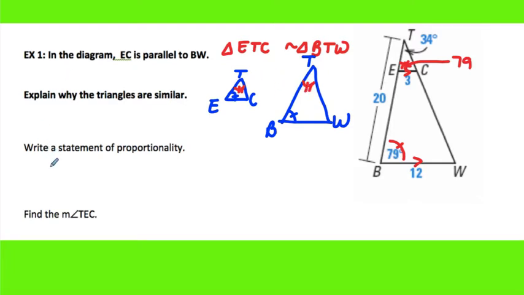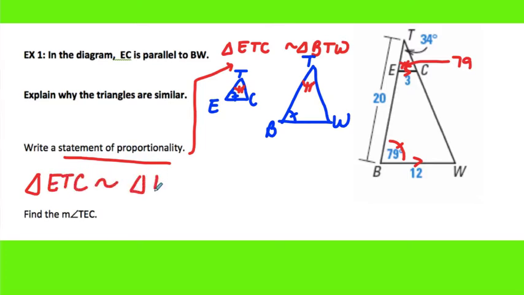Okay? So let's write the statement of proportionality. A statement of proportionality is those statements we've been looking at in sections 7.2 and 7.3. Triangle ETC is similar to triangle BTW, and I would write because of angle, angle. All right, so then easy, we were able to find the measure of angle TEC, because it would have to be 79 degrees.